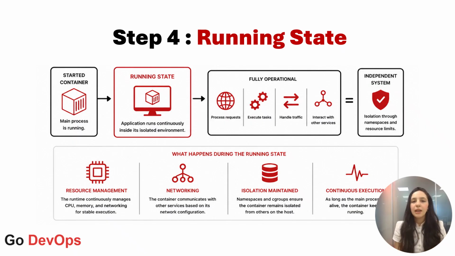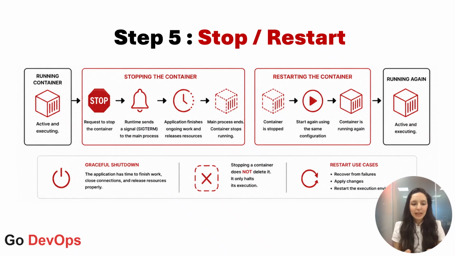So during this phase, the runtime continuously manages the container resources such as CPU, memory, and networking to ensure stable execution. So if everything goes well, the container simply keeps running as long as its main process is alive. The next step is stopping and restarting the container. At some point, a running container needs to be controlled, so either to stop it completely or to restart it.